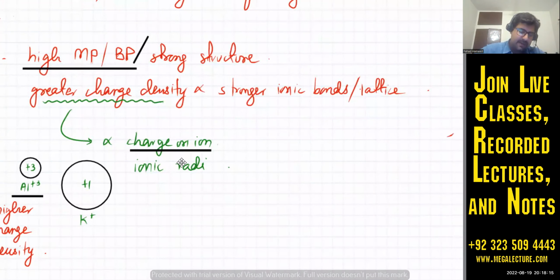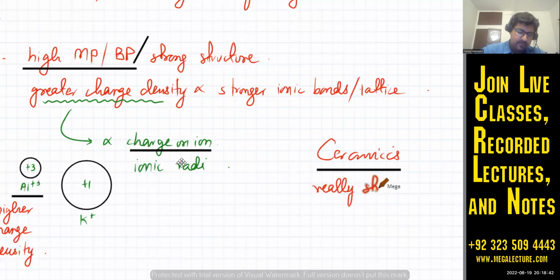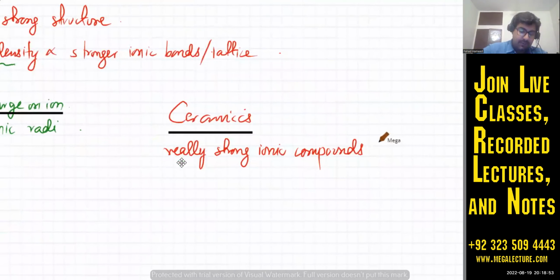So, strength of ionic compounds. Some ionic compounds, because of their strong structure, are known as ceramics. Okay, ceramics. Sinks and such are made from ceramics. So ceramics are ionic compounds, like really strong ionic compounds. Okay. So really strong ionic compounds.